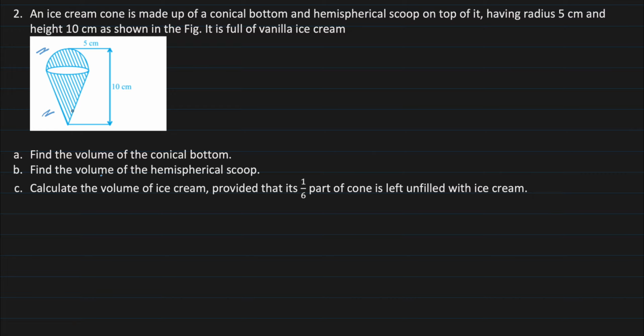Now calculate the volume of the ice cream in this, provided that only 1/6 part of the cone is left unfilled with the ice cream. Okay, so we need to find the volume of ice cream. Now here, first part, we need to find volume of cone. So volume of cone formula is 1 by 3 pi r square h.